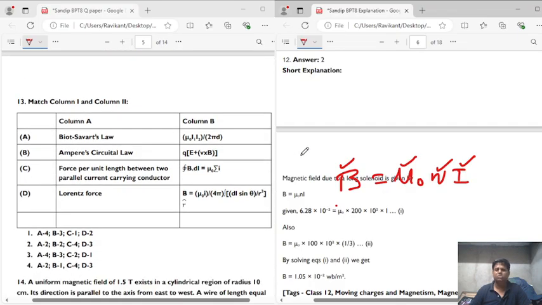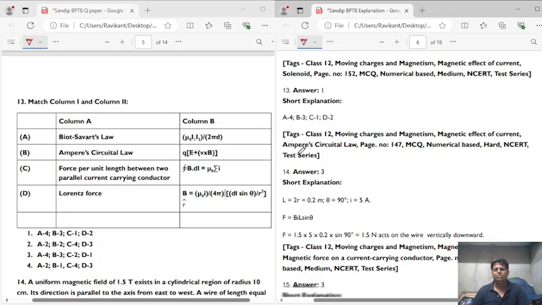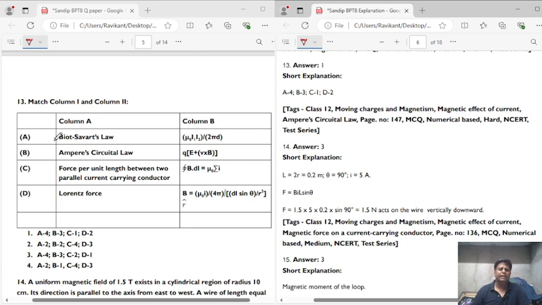Now let's come to question number 13. Question number 13 says it is a match the following. The first column has some laws and the mathematical expressions for those laws are given in column 2. So Biot-Savart law is the fourth one. So this is for Biot-Savart law.